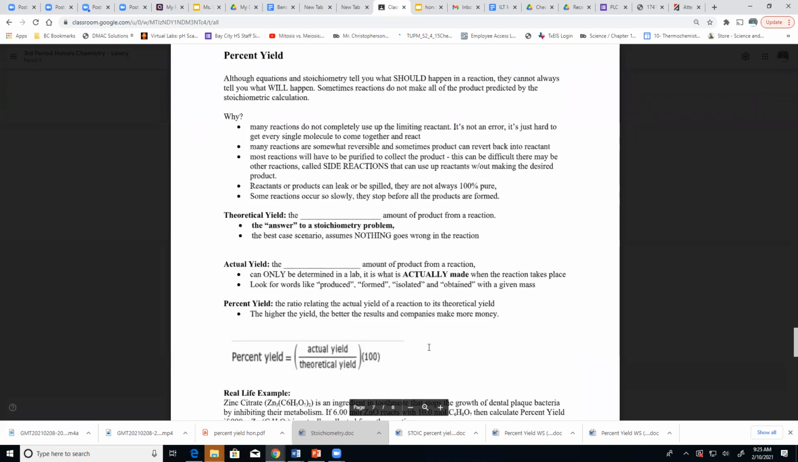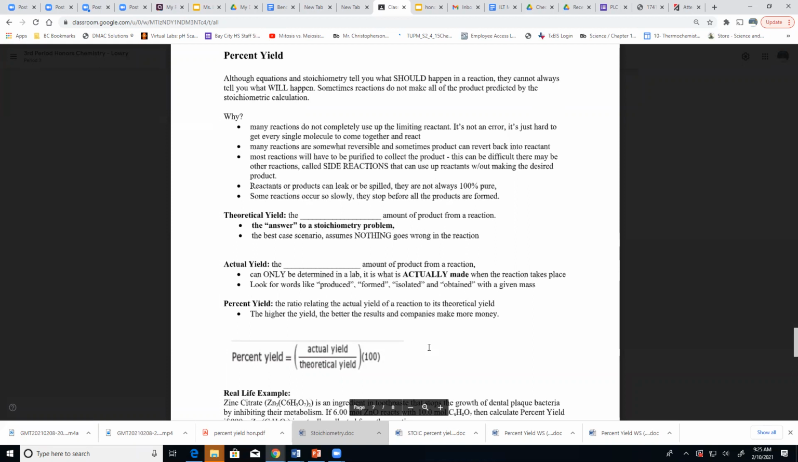All right, so we talked a little bit about the fact that we could set up equations and look at our stoichiometry and say what should happen in a reaction. But in reality, that's not actually what will happen. Sometimes, and it's really most of the time, reactions do not make all of the product predicted by our stoichiometry calculation.